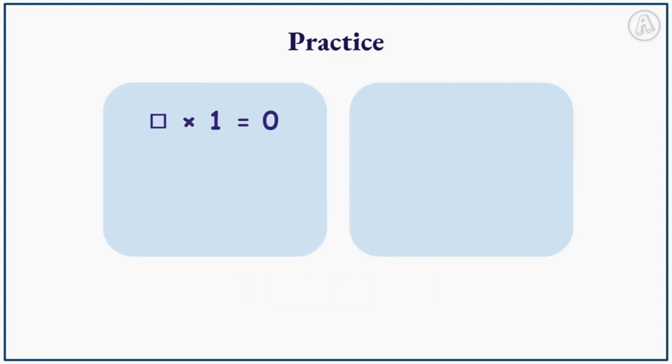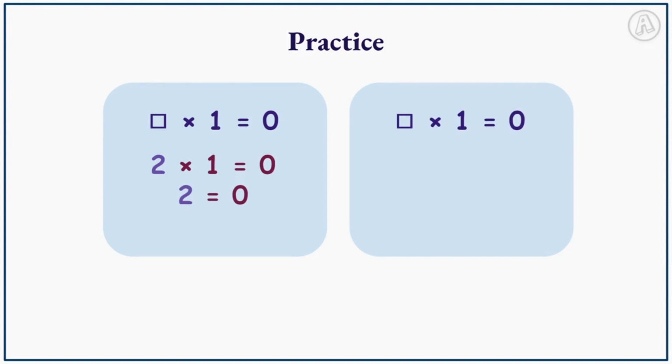Let's look at the next example. Will this equation be true for all natural numbers, no natural numbers, or only one natural number? We can start by replacing the placeholder with any natural number. We will use 2. 2 times 1 equals 2, which means for 2 this equation is not true.